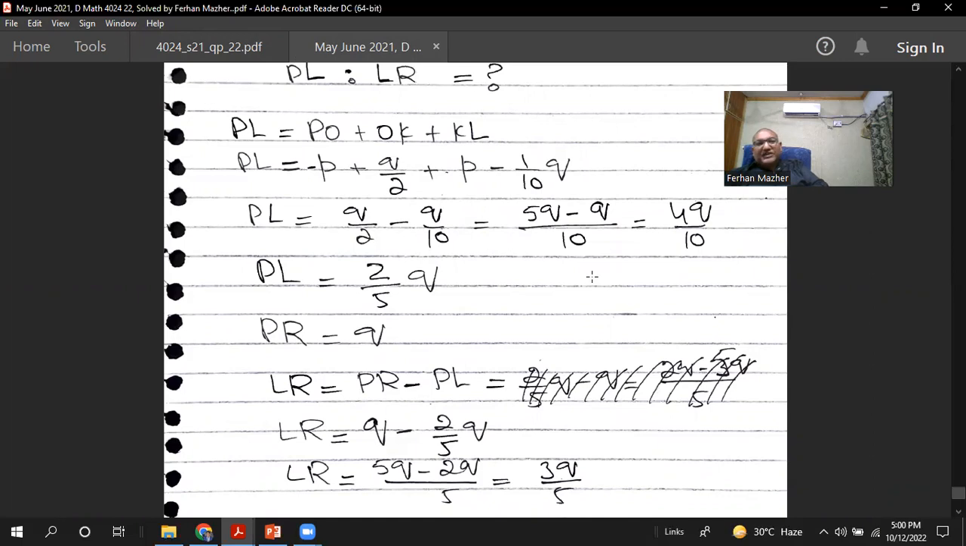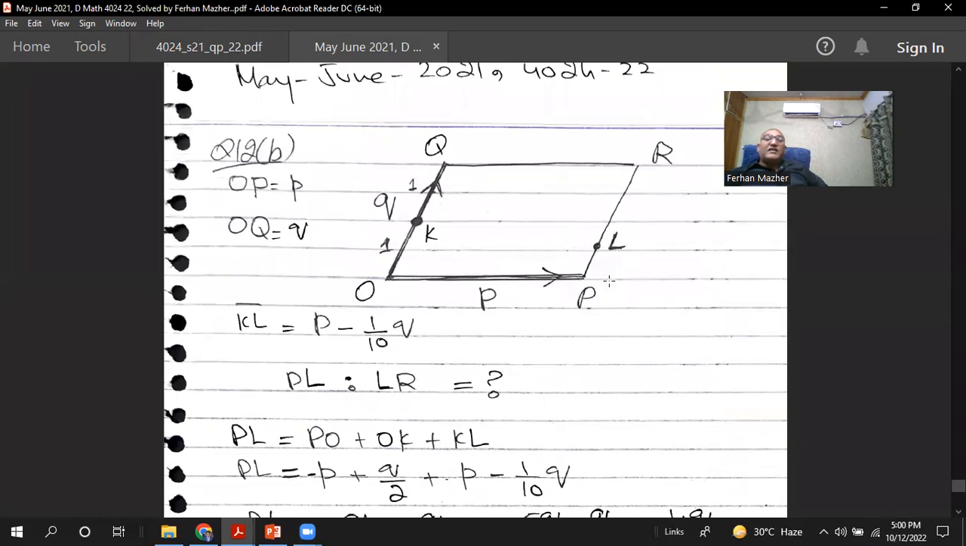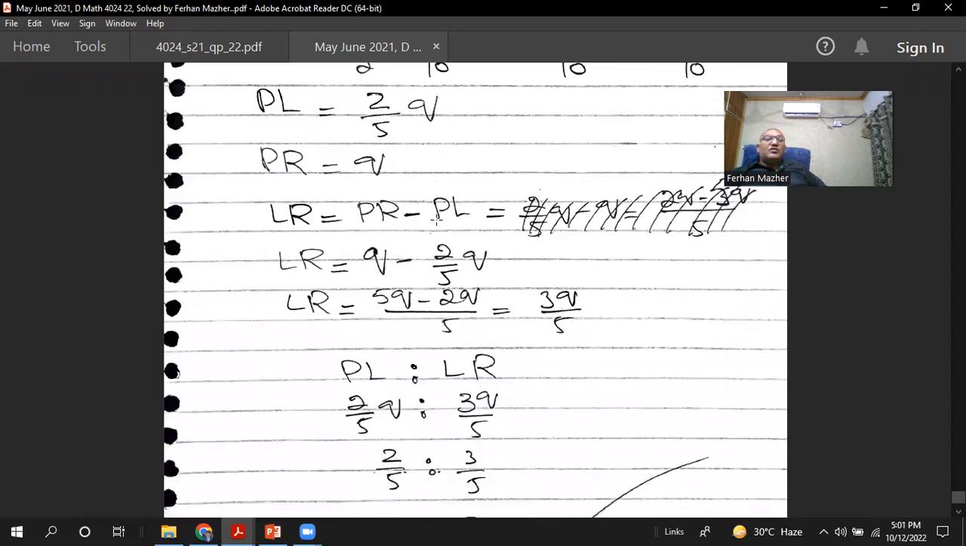So minus p plus p, that's cancelled. So q by 2 minus q by 10. So take the LCM, that will be 10, and it will be 5q minus q. So 4q by 10. So the PL value is 2 by 5 of the q. The PR, because of the parallelogram, is equal to q. So the PR value is q. The LR value will be the PR minus the PL. So q minus 2 by 5 of the q. So it will be 5q minus 2q by 5. That will be 3q by 5.